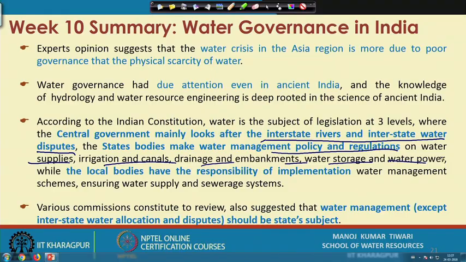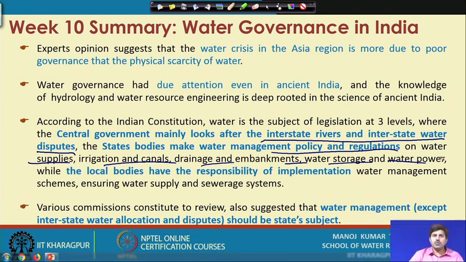The local bodies have the responsibility of implementing these schemes made by the state government, and ensuring water supply and sewerage systems. Various commissions like the Sarkaria Commission and Punchhi Commission were established from time to time to review these constitutional provisions, or with the idea of whether water should be a central subject. But all such commissions recommended that water management, except interstate water allocation and dispute, which is already under the purview of the center, should be a states subject, and that is how the constitution is.